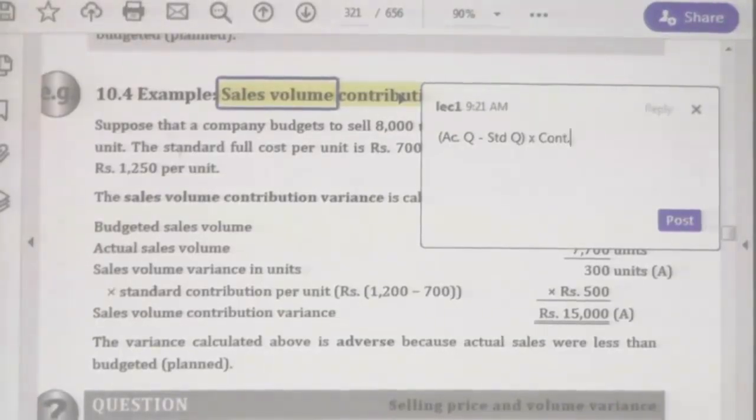Which contribution? In the sales price variance, we considered the actual price. Therefore, you cannot take the actual contribution again. You have to calculate the standard contribution. That is the way: take actual quantity and standard quantity, see the difference in quantity, then multiply it by standard contribution. Now let's see the figures here.